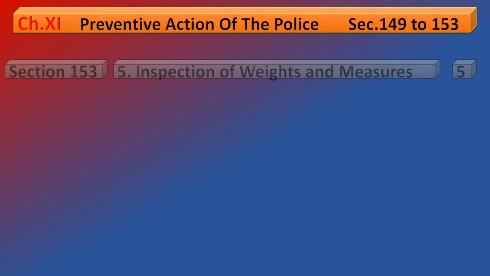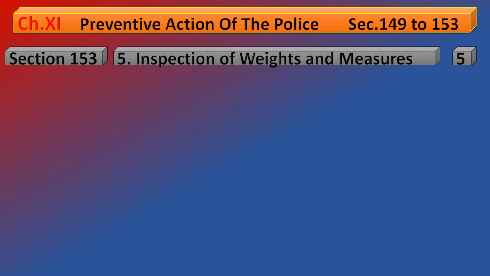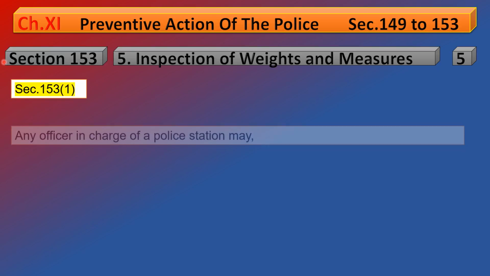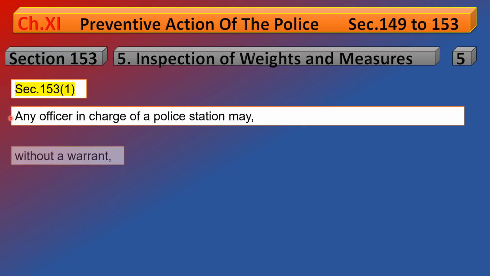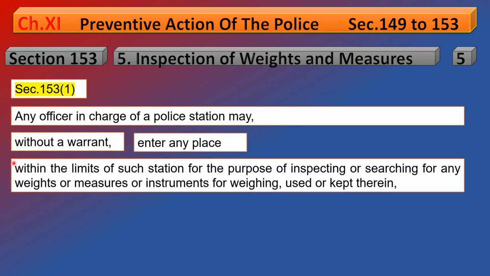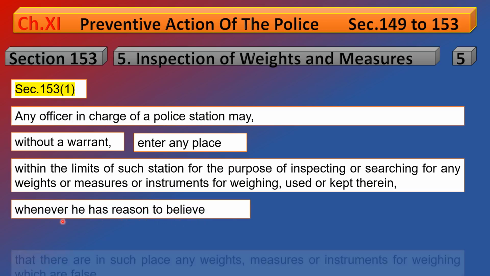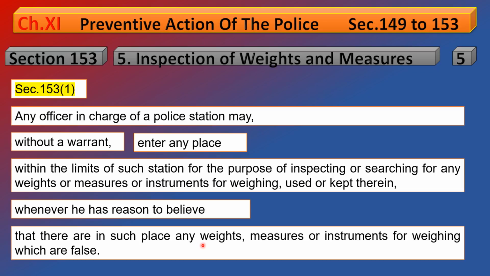Now we come to the last point, fifth point of the chapter preventive action of the police, inspection of weights and measures as per the provision of section 153. The weights and measures are basically used by businessmen or shopkeepers. Subsection 1 of section 153 says any officer in charge of a police station may, without a warrant, enter any place within the limit of such station, for the purposes of inspecting or searching for any weights or measures or instruments for weighing used or kept therein, whenever he has a reason to believe that there are in such place any weights, measures, or instruments for weighing which are false.